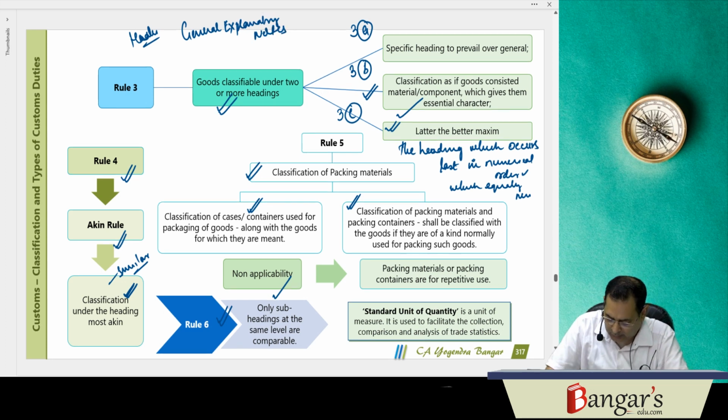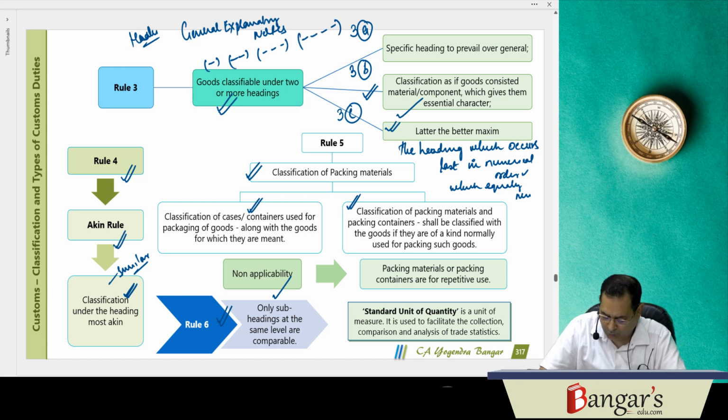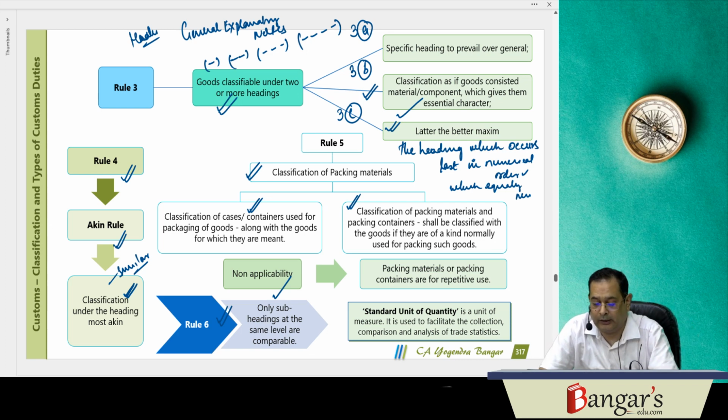Basically, it is dealing with what? Number 1 is single dash, double dash, triple dash, and four dash. So what do we mean by single dash? Where the description of an article or group of articles is preceded by a single dash, then that article or group of articles shall be taken as a subclassification of the immediately preceding description, that is, a heading.